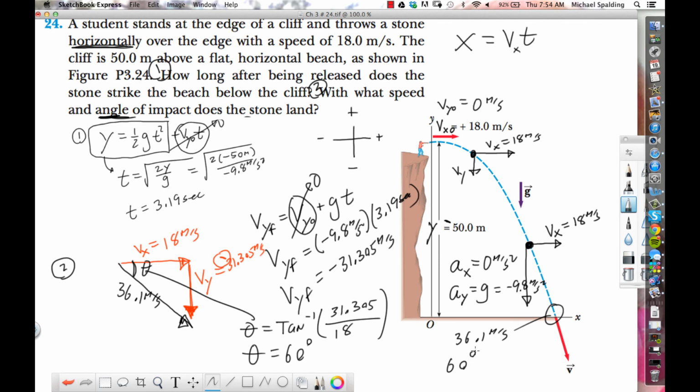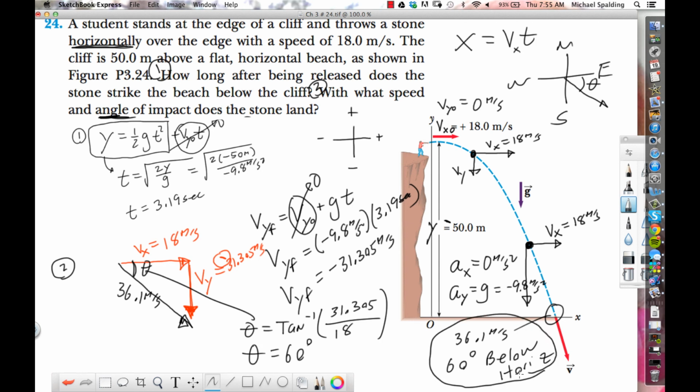60 degrees southeast. Are you going to say southeast here? No. That's a very common thing, guys. Look, north, south, west, east. It's like, oh, that's southeast. Is going into the ground southeast? No. Kids do that all the time. What's the best way to describe this angle? Below the horizontal. You could just say below the horizontal.